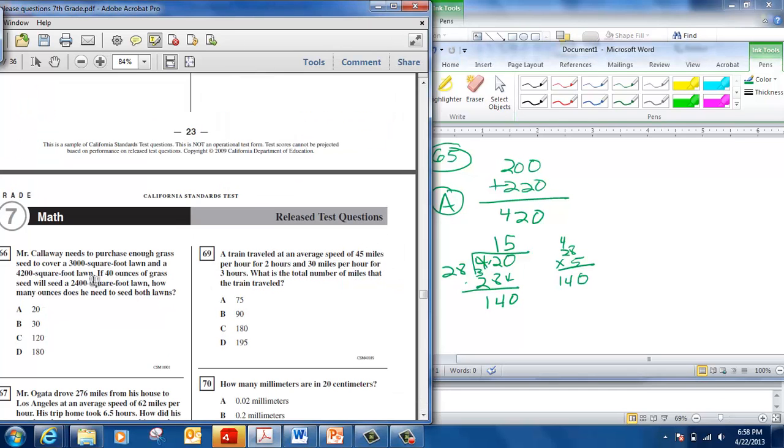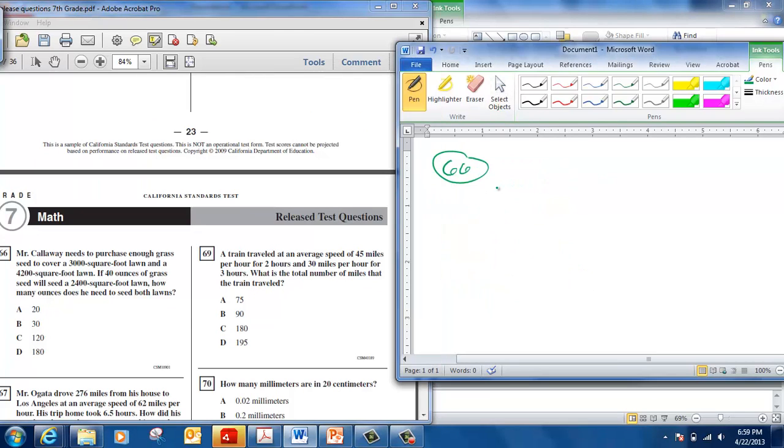And then let's take a look at 66. So this one was a little tricky for some students. Just find out how many square feet I'm going to have. So I'm going to add 3,000 plus 4,200. So 7,200 in total.